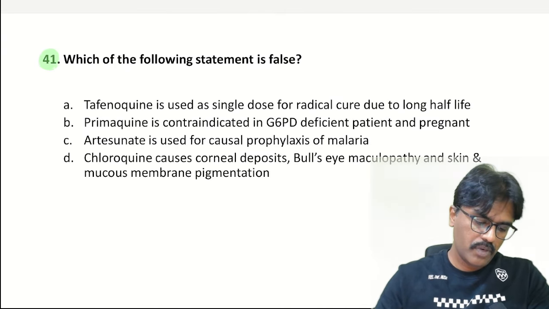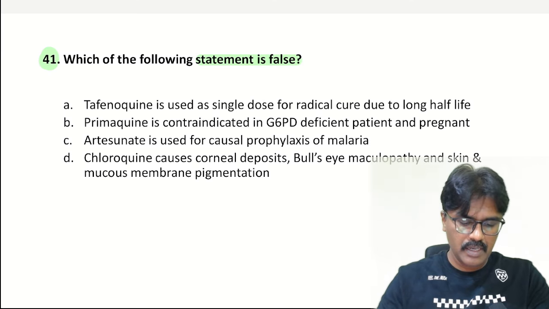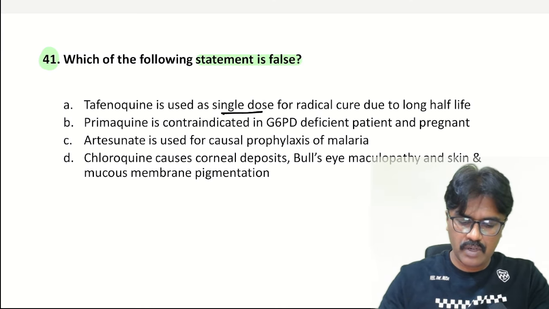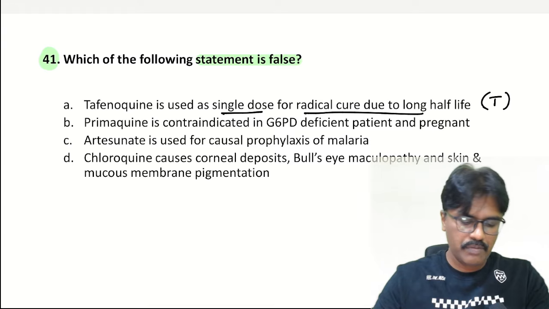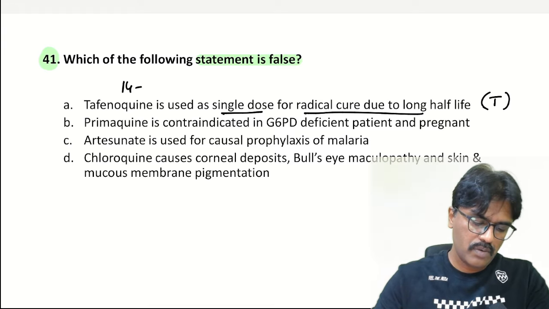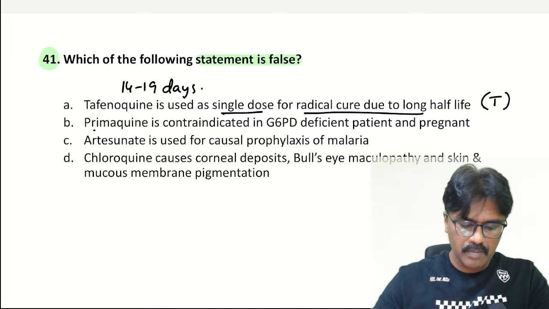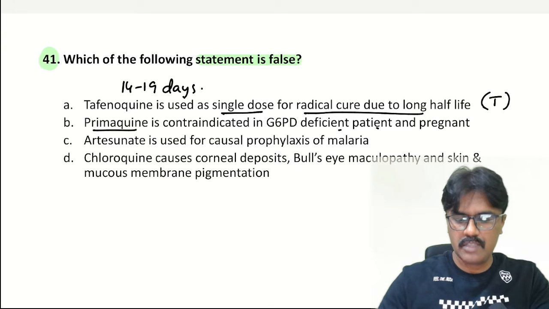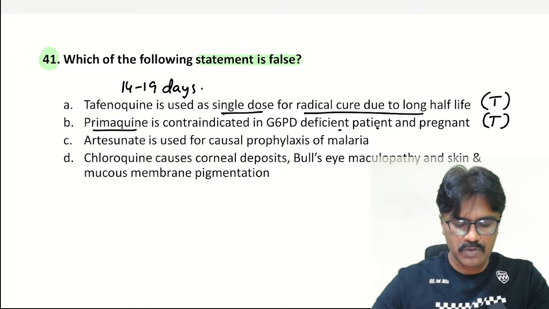Moving on to question number 41. Which of the following statements is false? Tafenoquine is used as single dose for radical cure due to long half-life. True, because tafenoquine acts for 14 to 19 days. So a single dose is enough. Primaquine is contraindicated in G6PD deficiency and pregnancy. True. Artesunate is used for causal prophylaxis of malaria.